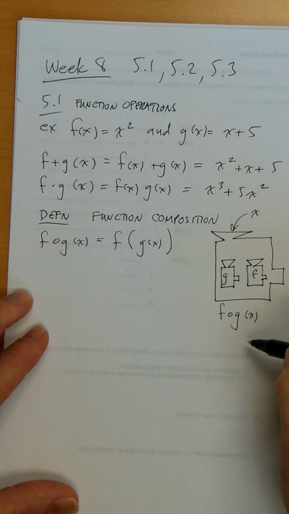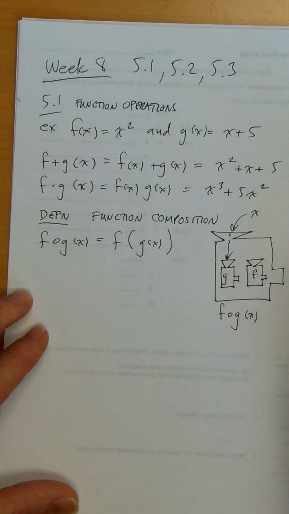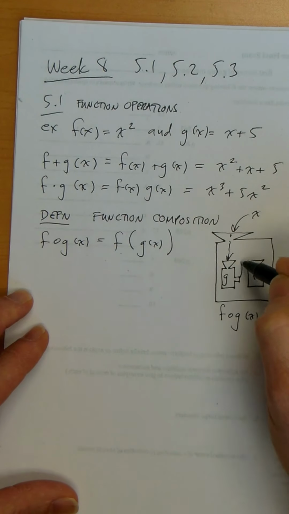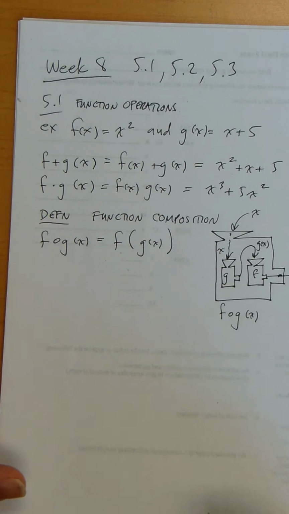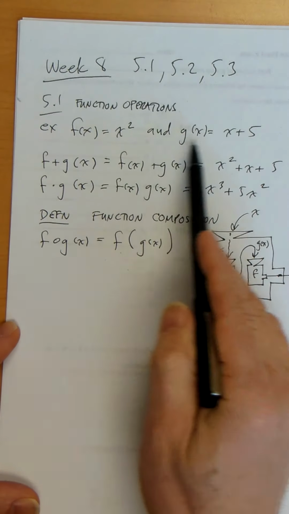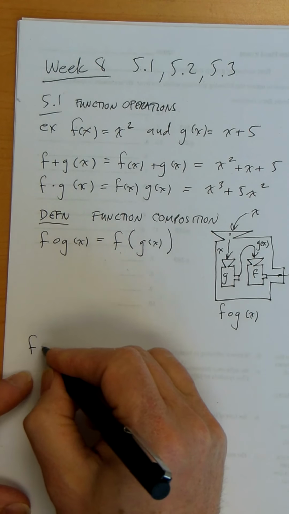So inside the machine of f composed with g of x, first the x is going to drop into g, and what's going to come out of that is g of x, the output of the g function. That will go into f, and then what will pop out here is f of whatever that is, f of g of x.